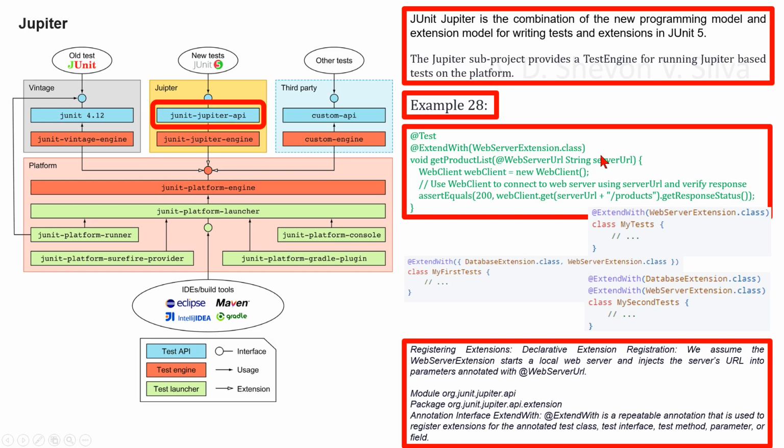For example, to register the WebServerExtension for a particular test method, you would annotate the test method as follows. We assume the WebServerExtension starts a local web server and injects the server's URL into parameters annotated with @WebServerUrl.